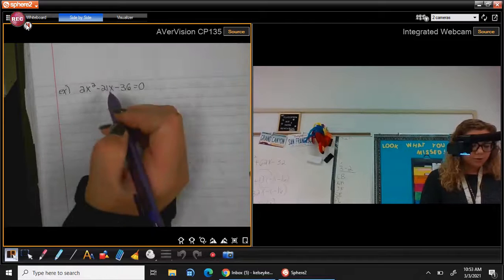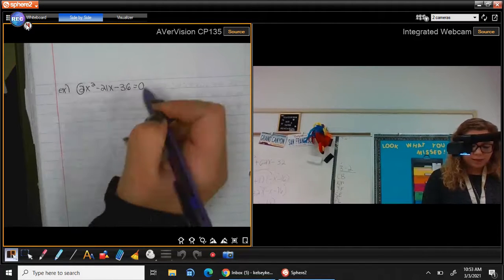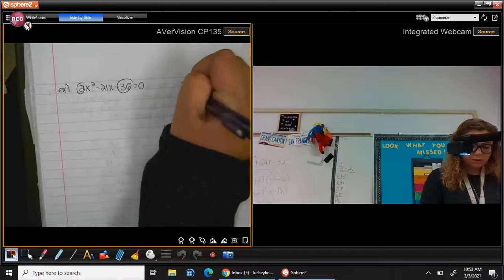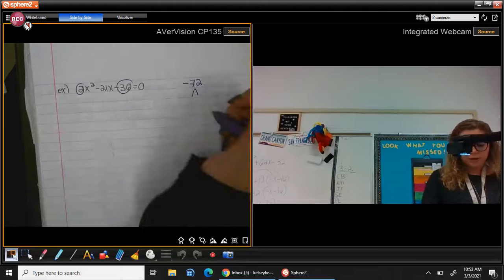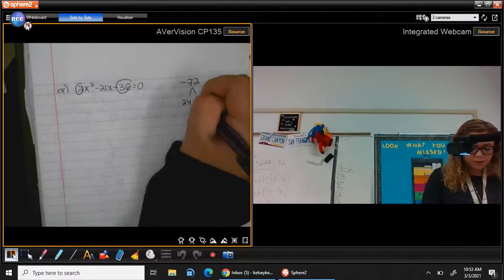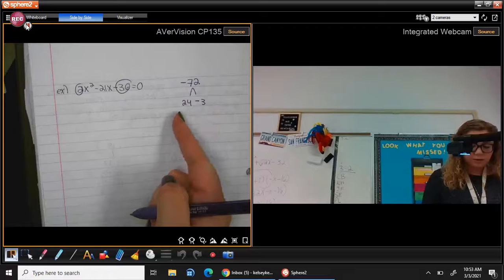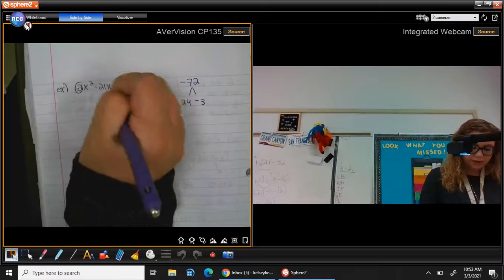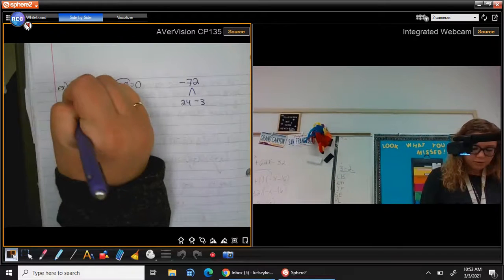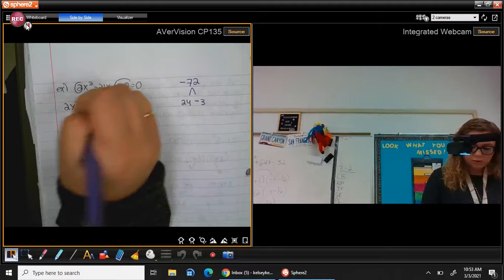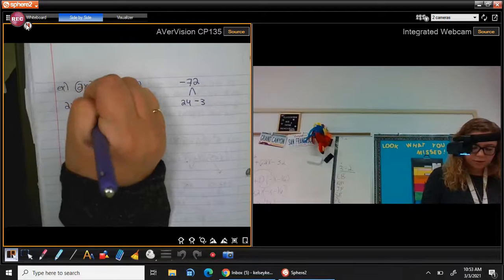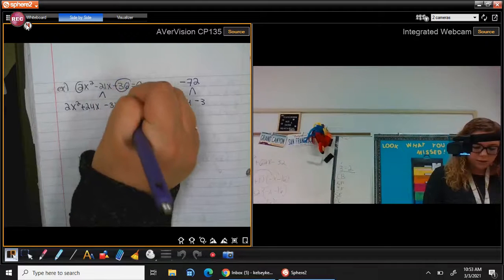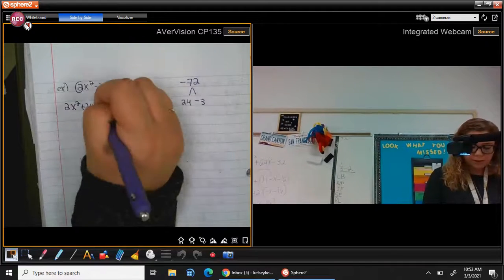So I'm going to do 2 times -36, which is going to give me -72. I'm going to list all the factors, but to save you time, 24, -3. If I add those together, I'm going to get -21. So I'm going to rewrite this, split that up. I'm going to have plus 24x minus 3x. Minus 36 equals 0. Split it in half.